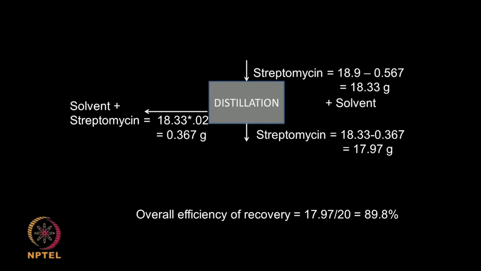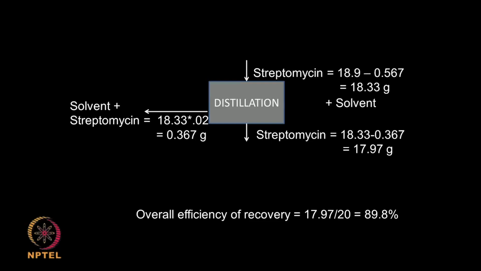So, what does it mean? I have lost 10.2% of streptomycin in these 3 unit operations, that is quite a lot of streptomycin. So, I need to improve on the efficiencies of each one of these. How can I do that?